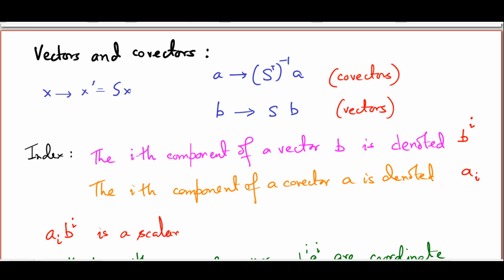And then, in component notation, the ith component of a vector b will be written with b with an upper index i, and the ith component of a covector a is denoted with a lower index i. And once we adopt this convention, we see that a_i b^i is actually a scalar. That's actually what we were calling A transpose B earlier. And in components, that's just a1 b1 plus a2 b2 plus a3 b3 plus up to an bn, summed over. Remembering, of course, that a1, a2, a3 are covector components and b1, b2, b3 are vector components.